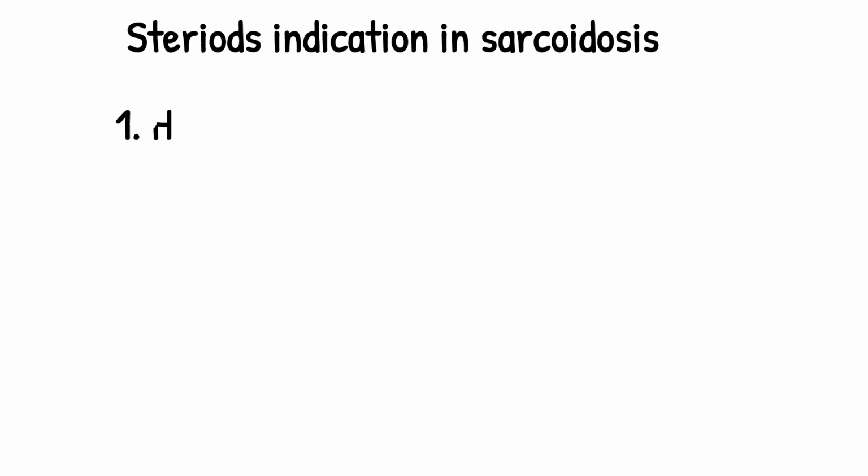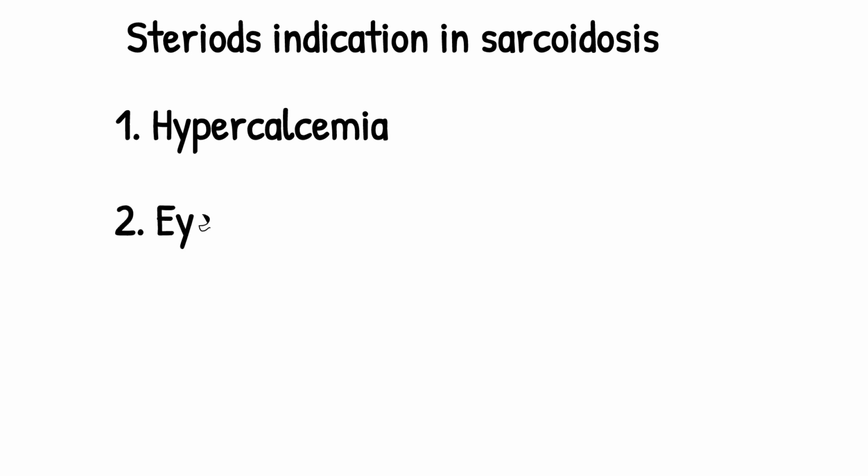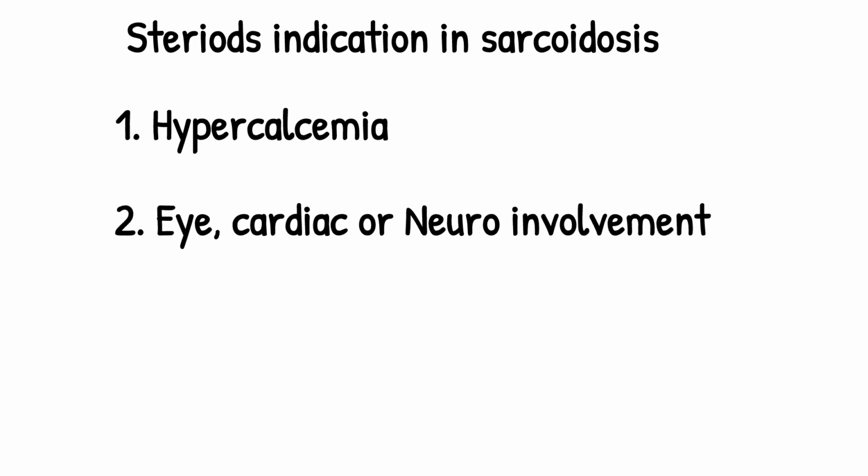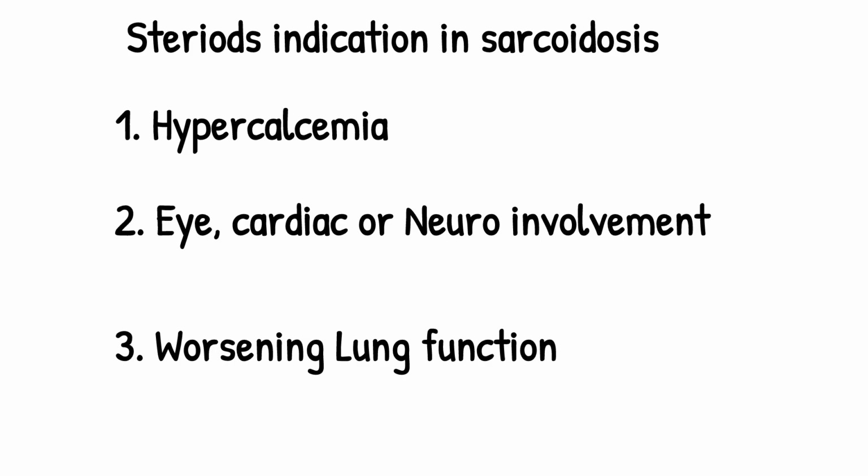Now steroid indications in sarcoidosis: hypercalcemia, we should give steroids. Eye, cardiac or neuro involvement, we should give steroids. And another indication for steroid therapy is worsening lung function. If the patient is deteriorating, developing shortness of breath, then we have to give steroid therapy.